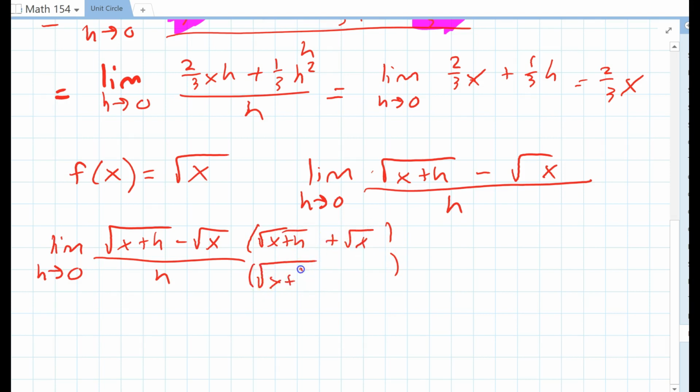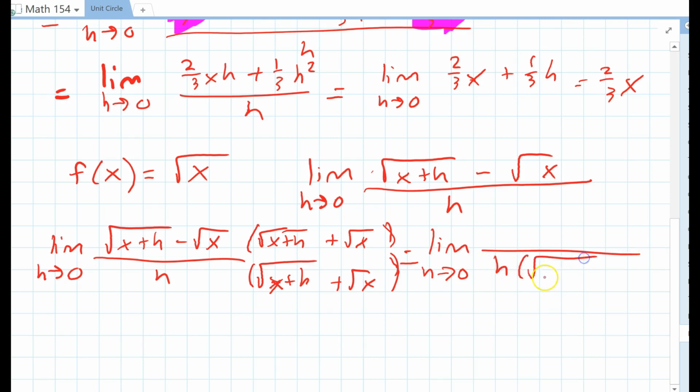Square root of x plus h plus the square root of x. And when I do that, I get the limit as h approaches 0, and on the bottom I'm going to have an h times the square root of x plus h plus the square root of x. And on top, this times this is going to give me just x plus h, and the middle term and the outside terms are going to cancel each other out, and then in the end I'll just have a minus x.